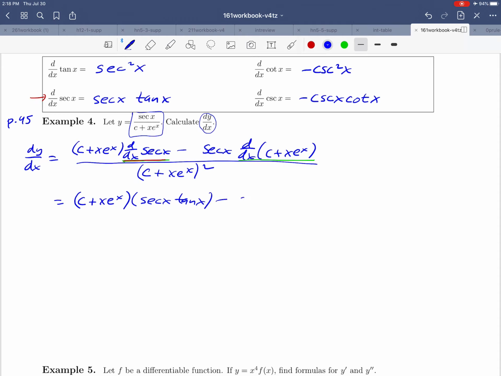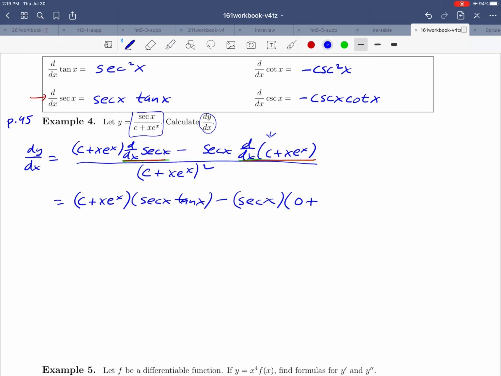Okay, and then moving on, we've got a minus secant of x. And then we come to the derivative of c plus xe to the x. Let's look at those pieces one at a time. Starting with c, it is a constant. We made that observation at the beginning of the problem. What happens when you take the derivative of a constant that's just by itself? You're just going to get 0 for that.